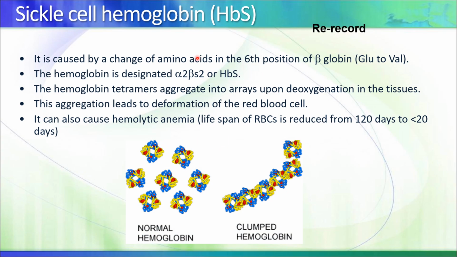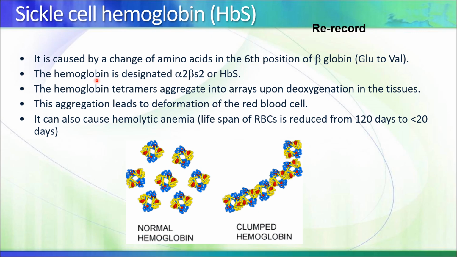So let's start with the first type of hemoglobinopathies, which is sickle cell anemia. Sickle cell anemia is caused by a single point mutation in one nucleotide in the DNA, and that changes the amino acid in the 6th position of the beta globin protein from a negatively charged glutamate to a nonpolar valine. This hemoglobin is designated as alpha-2 beta-S2, so there are 2 beta chains that are, quote-unquote, sickled, and the hemoglobin can also be designated as HbS.